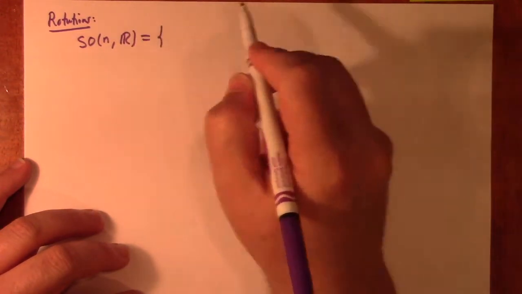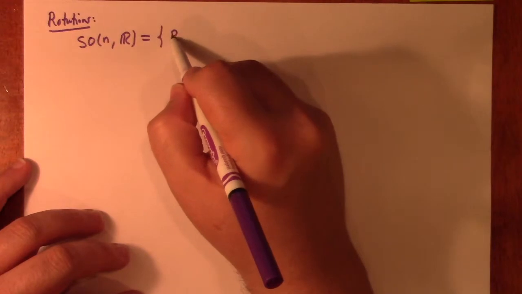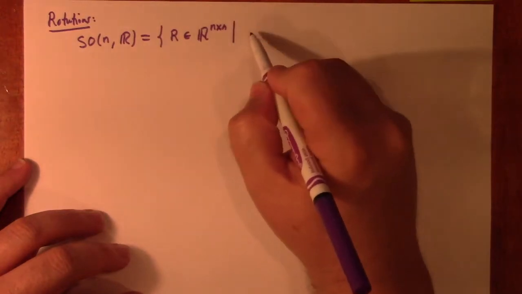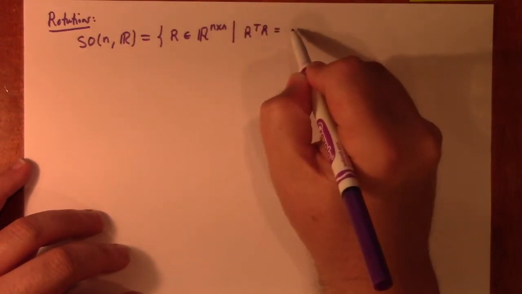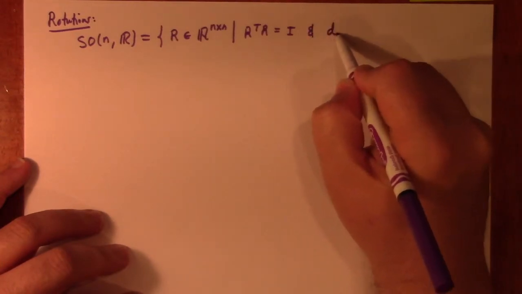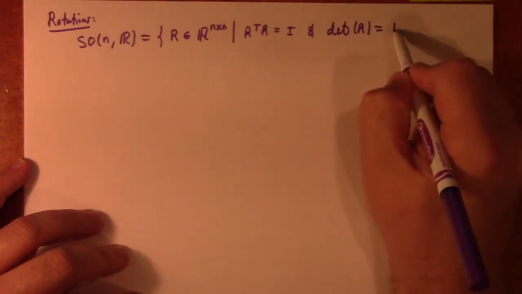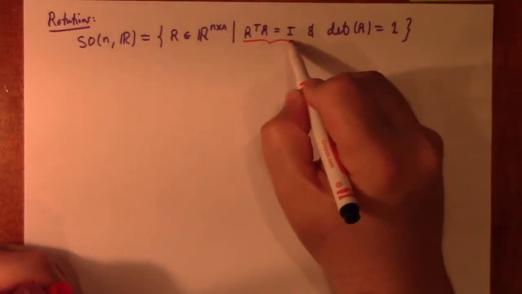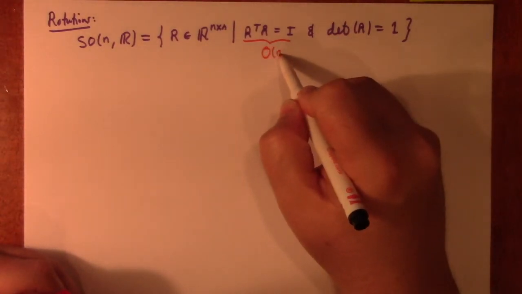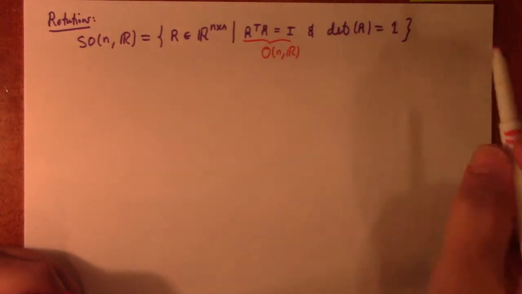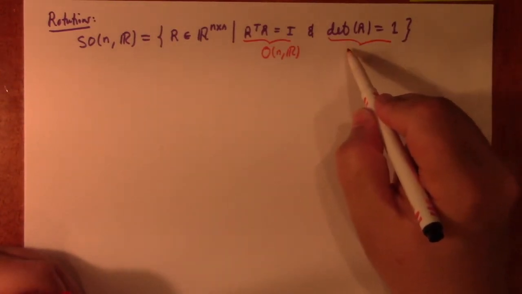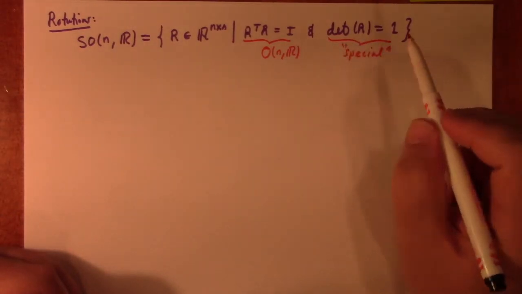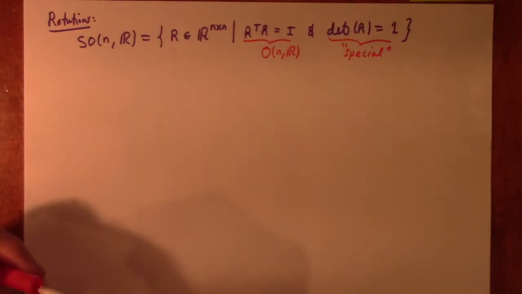Now, what that looks like is, let's say R in R^(n×n), such that two things hold. One is that R transpose R is equal to the identity, and also the determinant of R is equal to 1. The first condition, if you just have this, gives you what's called O(n), R, and the determinant condition is what makes it special. So this is the special orthogonal group.